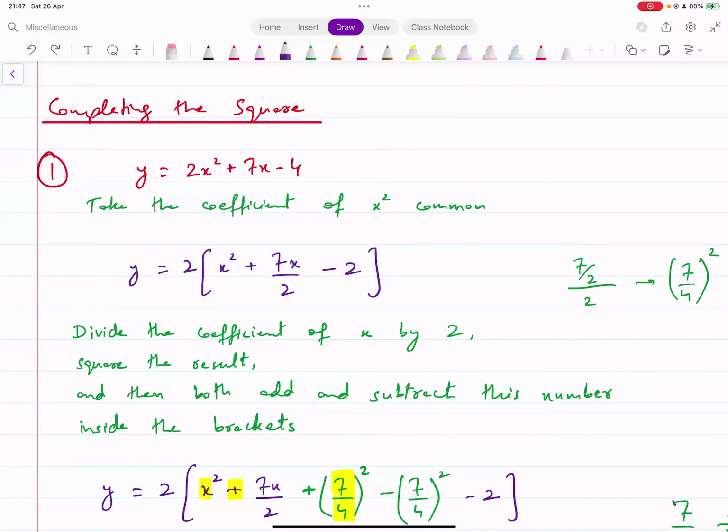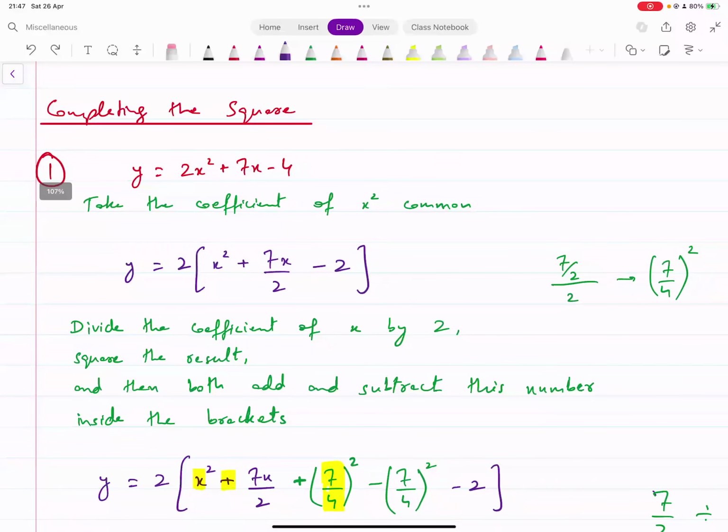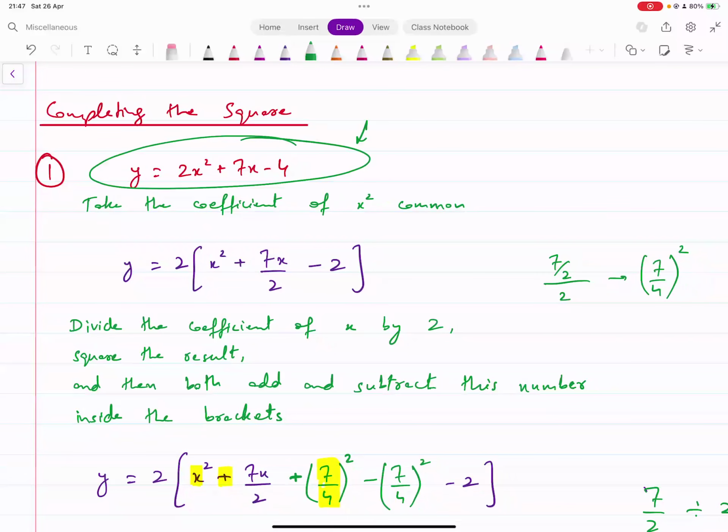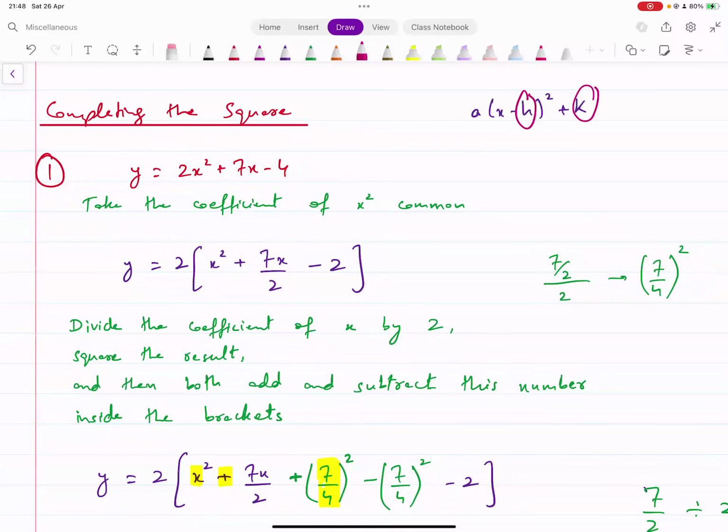So completing the square means you want something that looks like this: a into x minus h whole square plus k. They could use c here in place of k. This is the completed square form. Now, how do you convert this function to this form? That's the question, right? This is one way to do it.